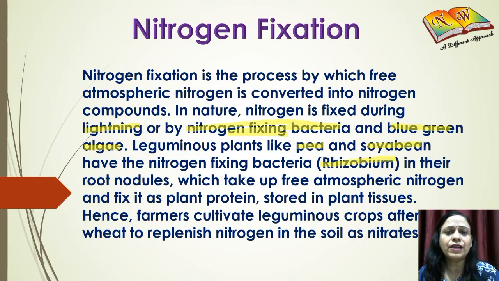So growing leguminous plants is a very good method of replenishing the fertility of the soil in a natural way, and that is why farmers generally cultivate leguminous crops after wheat, so that the fertility of the soil can be restored in a natural way without adding many fertilizers.